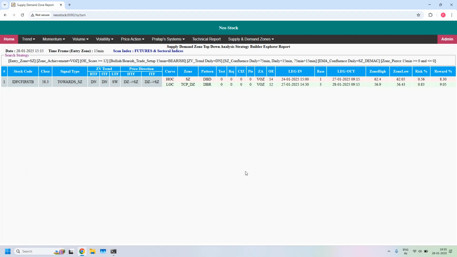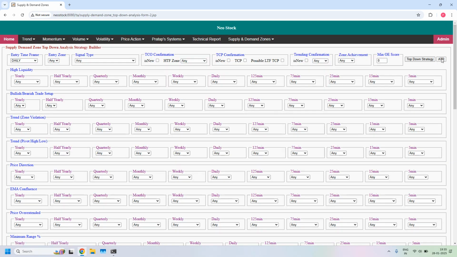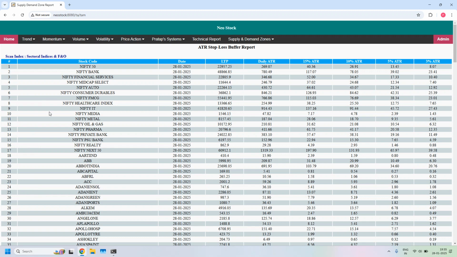So this is a daily income trade bearish trade setup. And in the final report, let us generate stop buffers based on daily ATR. So first 17 in this list are indices, remaining all are equity stocks. I am scrolling the list down. Whichever stock you want to refer, please pause the video there, after that you can proceed. Okay, I am scrolling the list down.